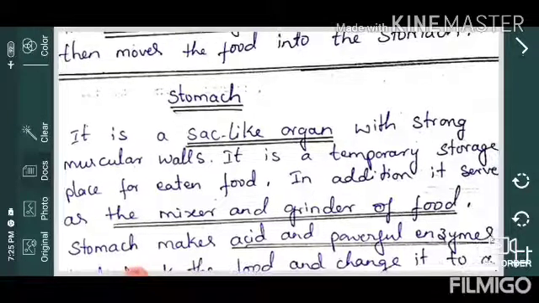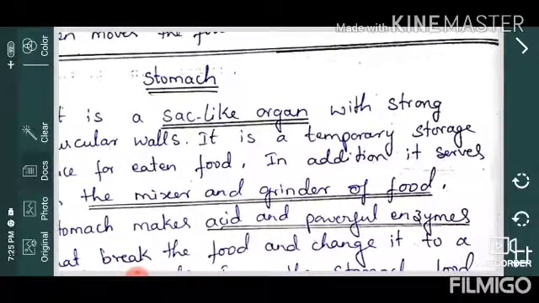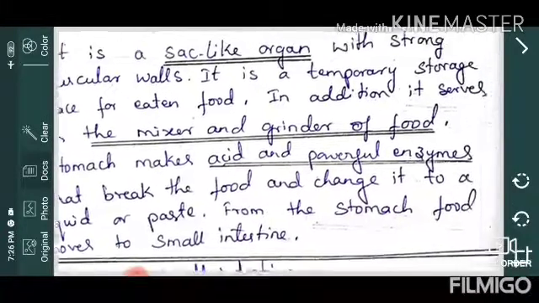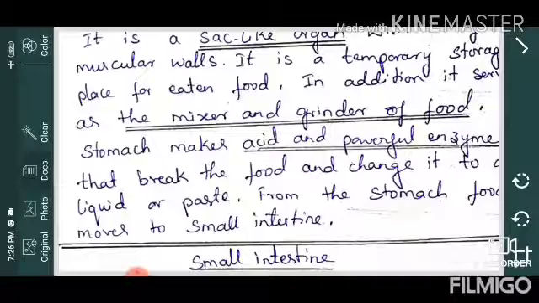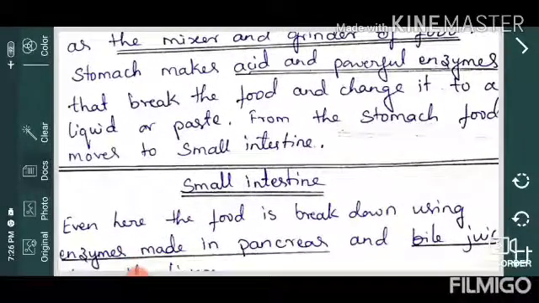In addition, it serves as the mixer and grinder of food, which makes our food softer and converts it into small particles. Then the stomach has some acid and powerful enzymes secreted in it, which break down the food and change it into a liquid or paste. Then from the stomach, the food moves into the small intestine.